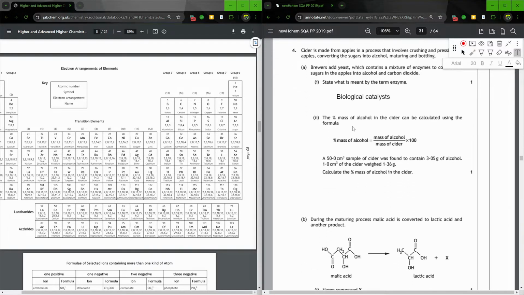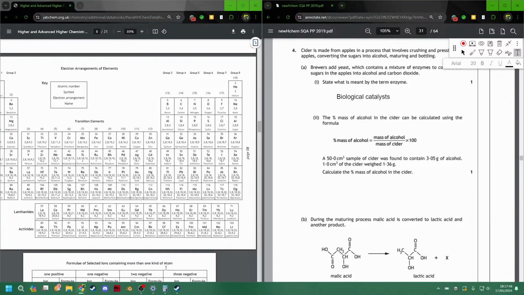The percentage mass of alcohol in the cider can be calculated using the formula: percentage mass of alcohol equals mass of alcohol over mass of cider times 100. A 50 cubic centimeter sample of cider was found to contain 3.05 grams of alcohol. 1 cubic centimeter of cider weighs 1.36 grams. Calculate the percentage mass of alcohol in cider. So yeah, all we need to do here is basically plug numbers in and see what happens.